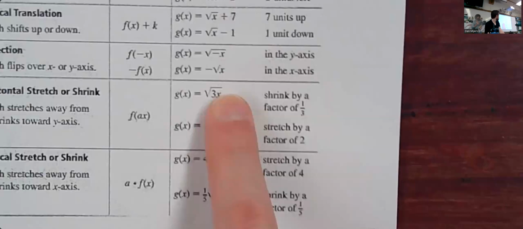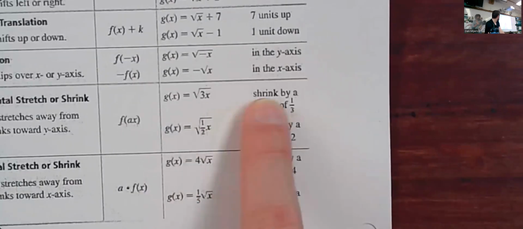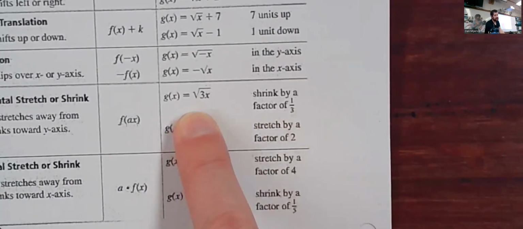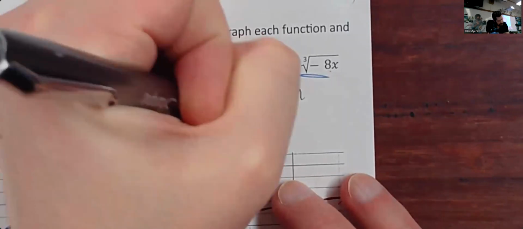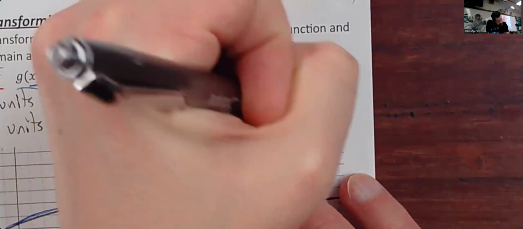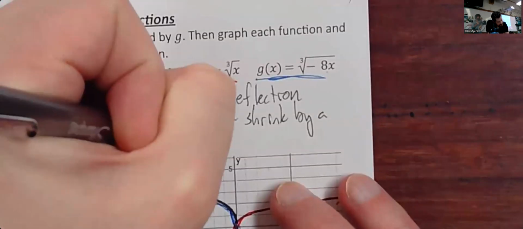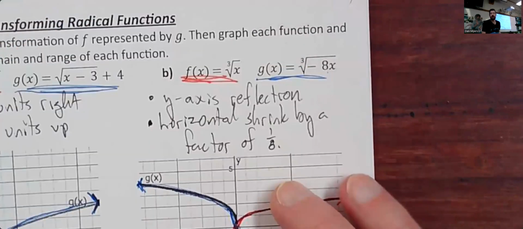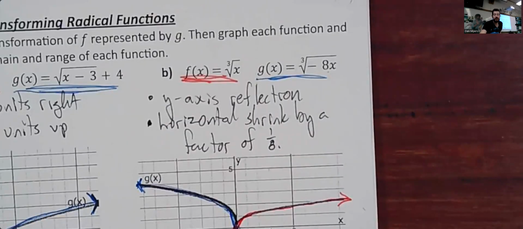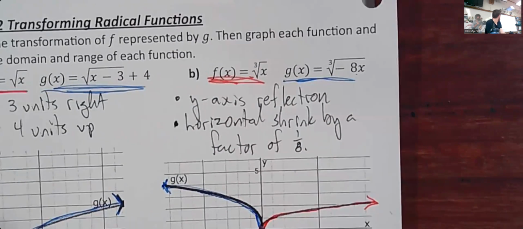So we've got a horizontal shrink by a factor of 1/3, and because we're multiplying it, that functions a lot like a vertical stretch. So this would be horizontal shrink by a factor of 1/8. All right. So that's it for that.